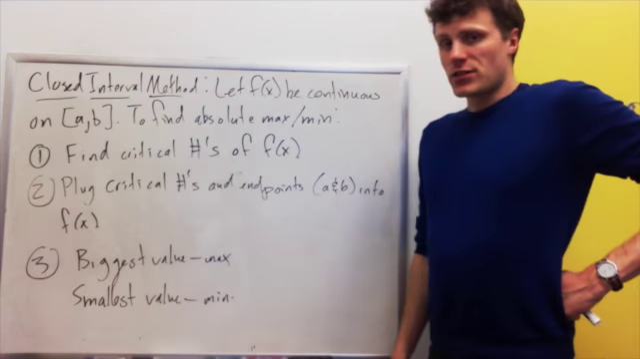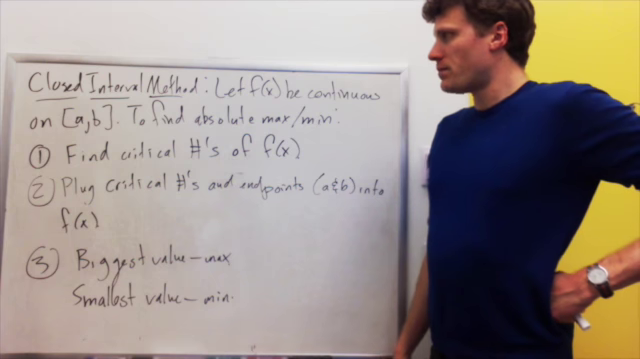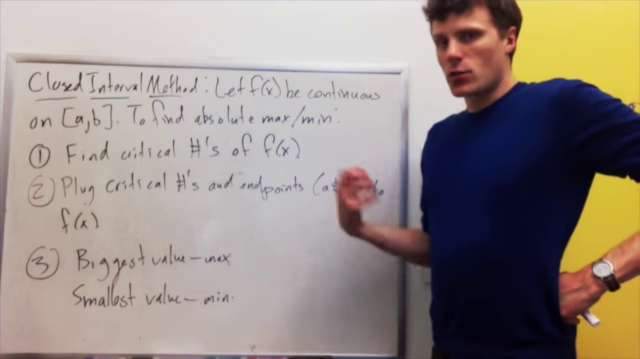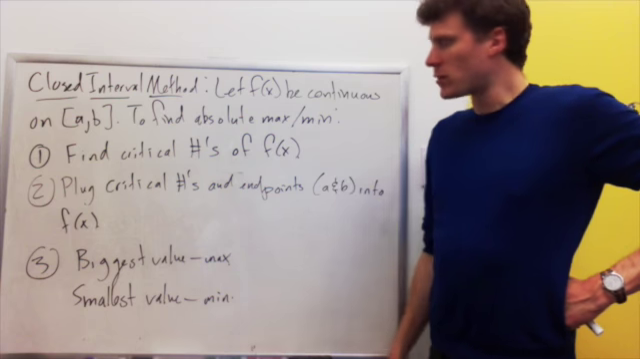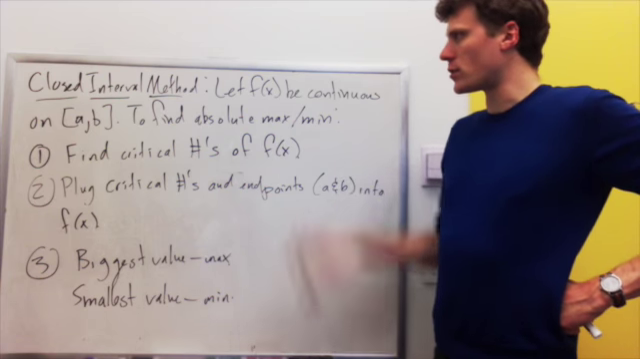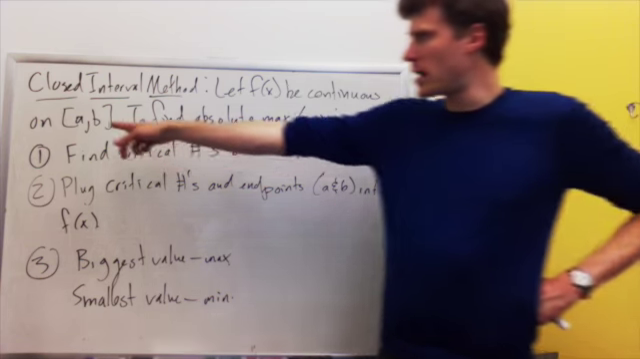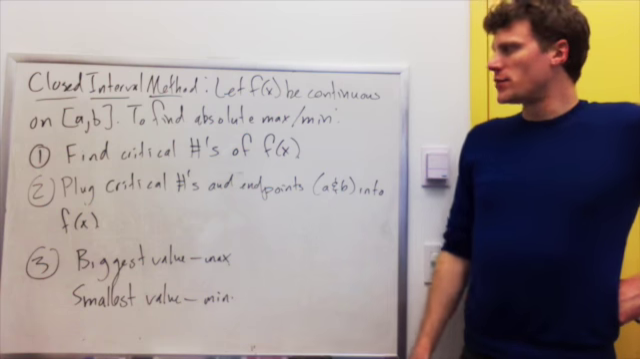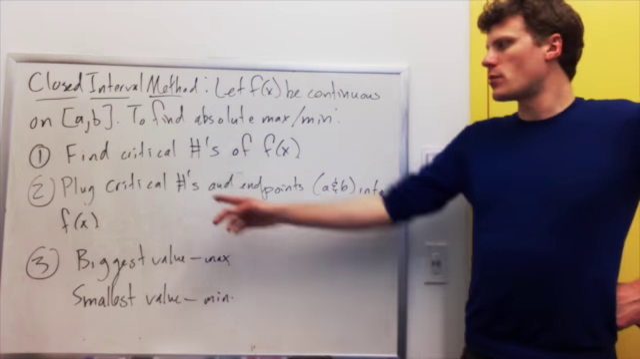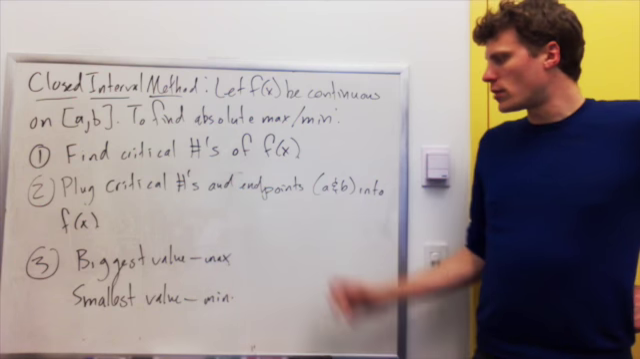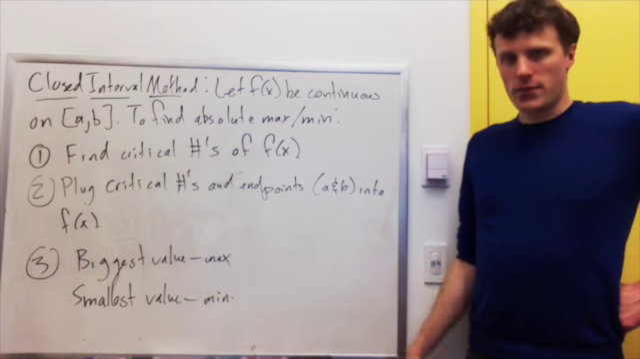Okay, so now we're ready to talk about the closed interval method. This is how we can always maximize and minimize, in an absolute sense, a function on a closed interval. So long as f of x is continuous on the closed interval from a to b, to find the absolute max and min, we first find the critical numbers, then we plug the critical numbers and the endpoints, which are a and b, into f of x.